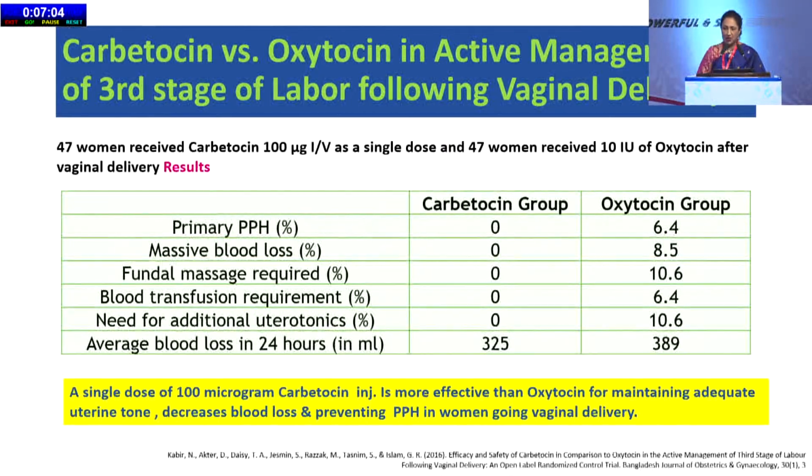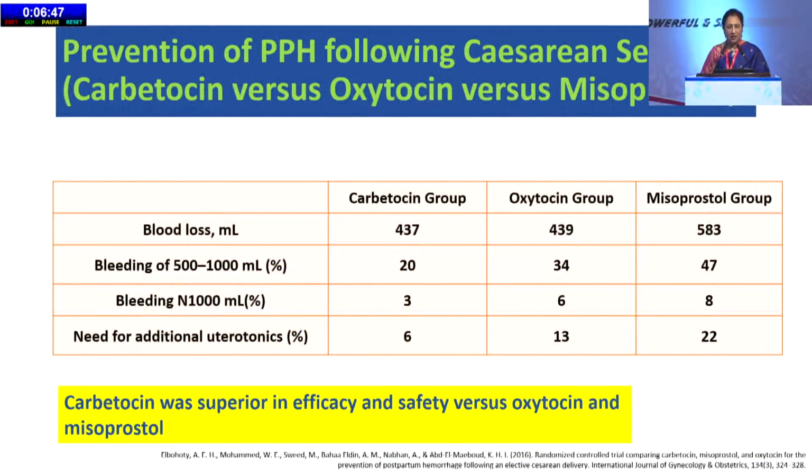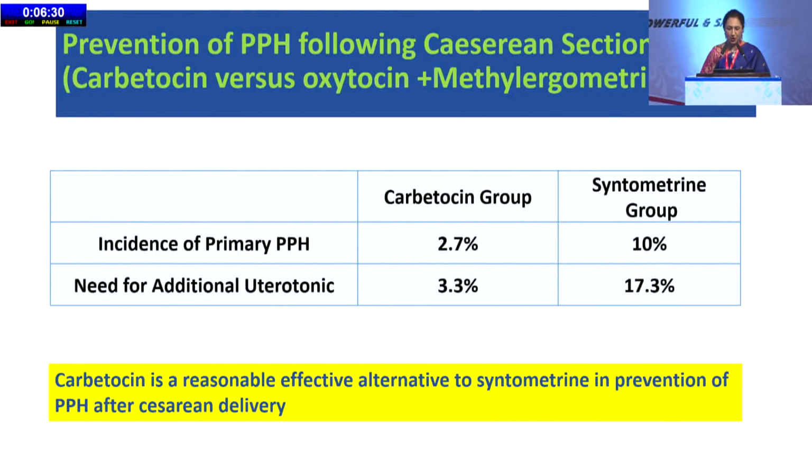Carbetocin versus oxytocin in active management of the third stage of labor following vaginal delivery showed that a single dose is more effective for maintaining adequate uterine tone. And when compared in cesarean section, both groups had comparable blood loss, and the operative time was also reduced. In prevention of PPH at cesarean, when carbetocin, oxytocin and misoprostol were all compared, carbetocin was superior and safer than oxytocin and misoprostol.